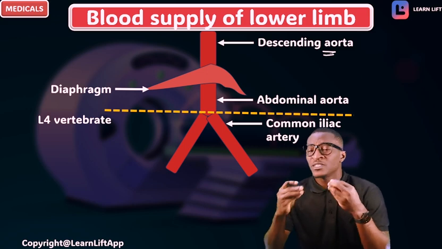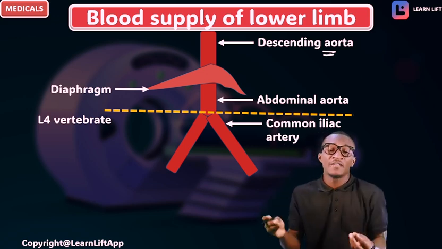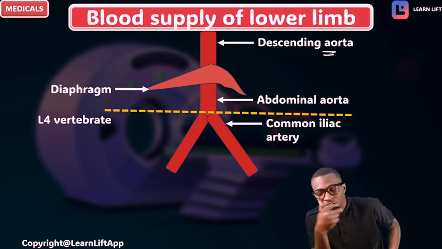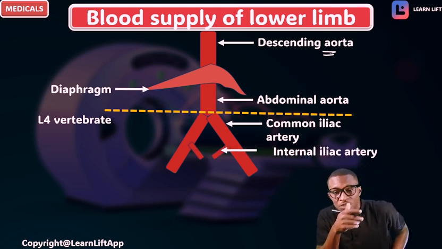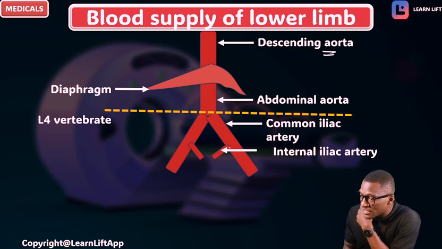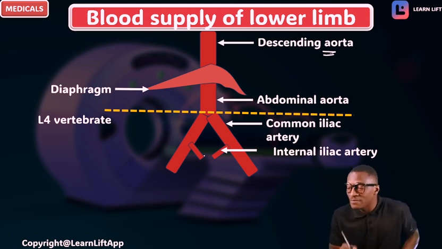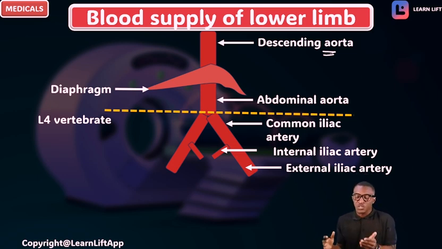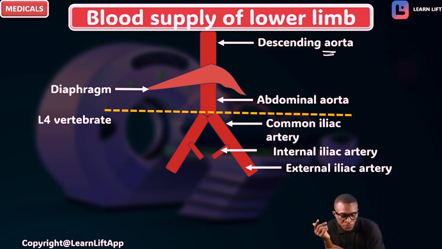Take note that the common iliac artery, whether right or left, is going to give a branch. That branch will be called your internal iliac artery. Look at it. This is the internal iliac artery. So if this becomes the internal iliac artery, that means this part that is left is now called the external iliac artery. So we can boldly say that the common iliac artery is going to bifurcate into 2. The one that is going to run inward is called the internal iliac artery, while the one that is going to run outward is called the external iliac artery.